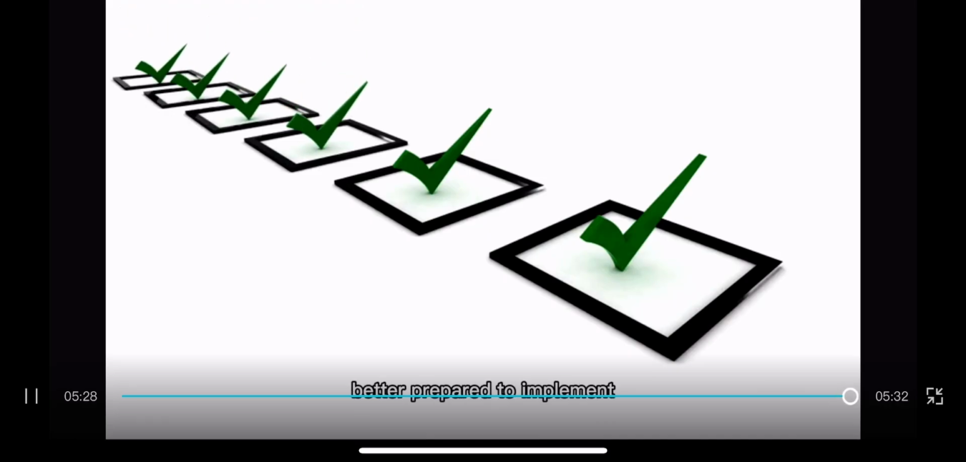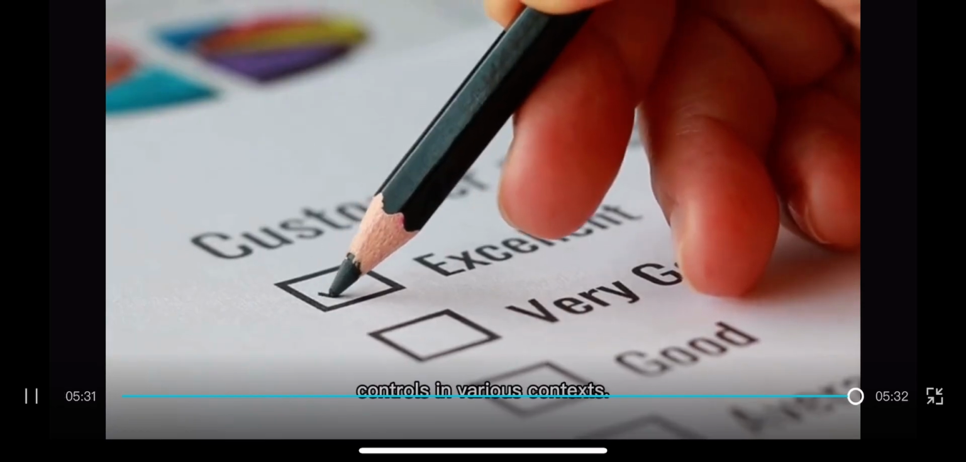By understanding these distinctions and their applications, you'll be better prepared to implement and evaluate security controls in various contexts.